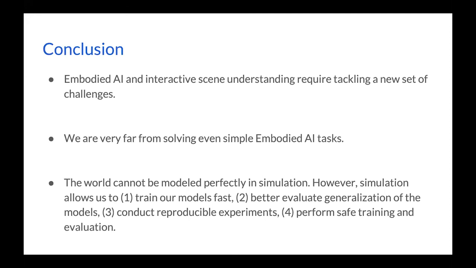However, simulation allows us to train our models fast. We can render hundreds of frames per second. Today's state-of-the-art training algorithms require millions of iterations of training to learn something meaningful, so it might be hard to use them in the real world. Simulation allows us to better evaluate generalization of our models. We can test our models in many different scenes simultaneously. While it might be challenging to do such experiments in reality, we can conduct reproducible experiments in simulation.